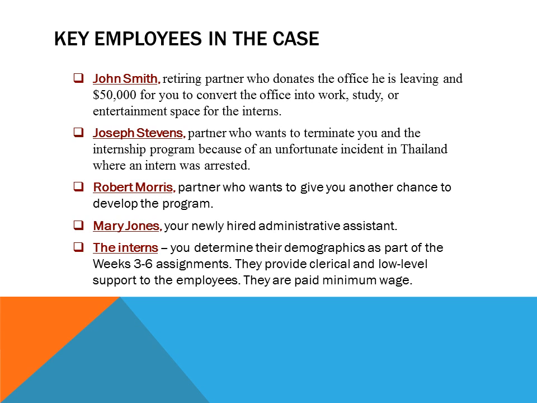Now, Robert Morris, however, wants to give you another chance. He has an ulterior motive, though. He wants you to teach him the APA formatting because he's starting an MBA program. Mary Jones is your very newly hired administrative assistant, and unfortunately, due to the situation that occurred in Thailand, you have to delegate some important projects to her.